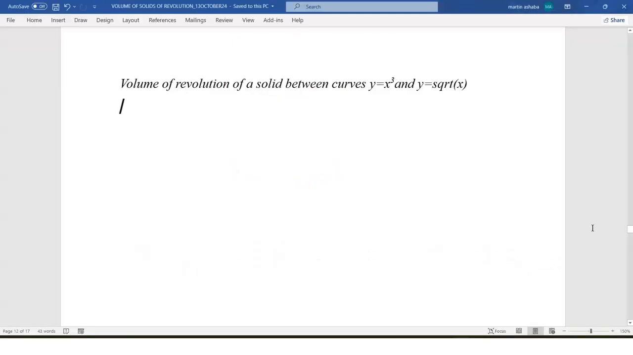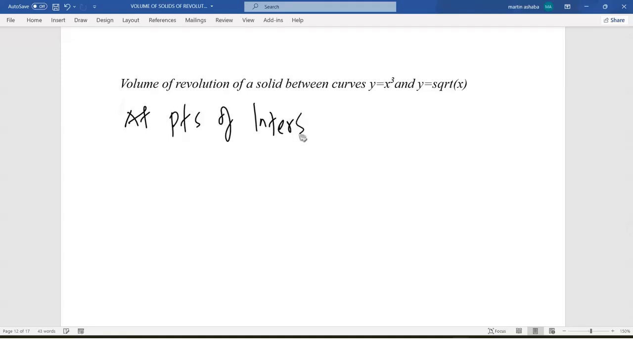To determine the volume of revolution of a solid between the curves y equals x cubed and y equals square root of x, I need to first determine the points of intersection. At the points of intersection, the y values are the same.